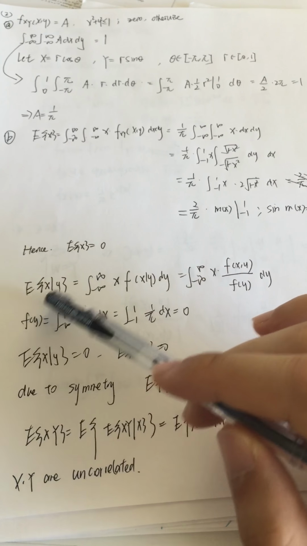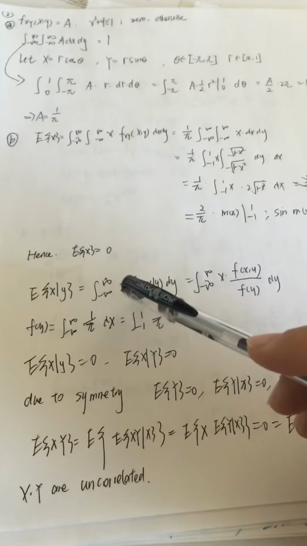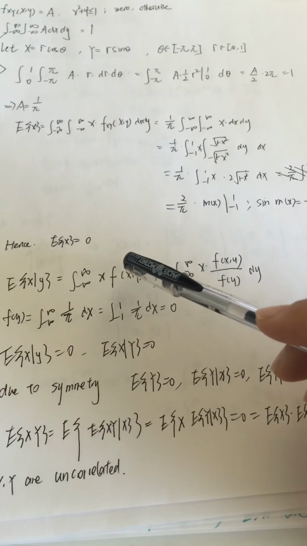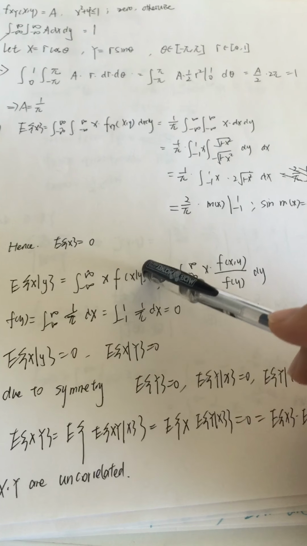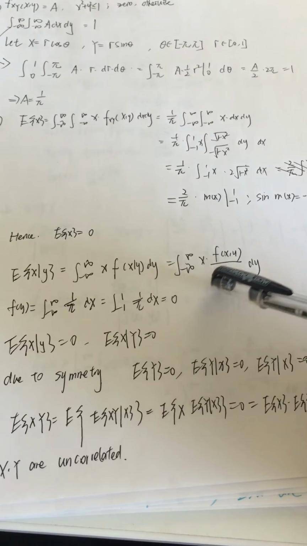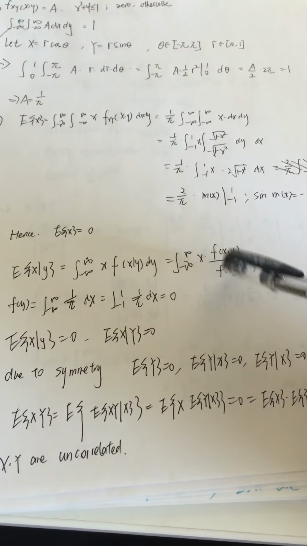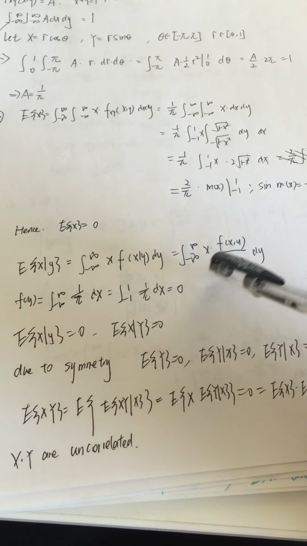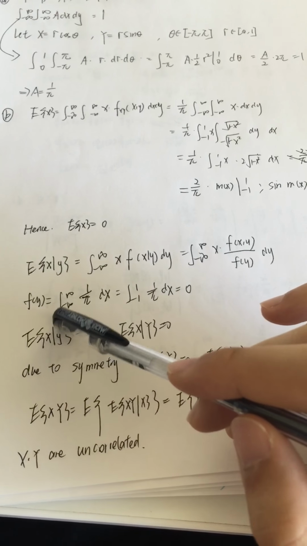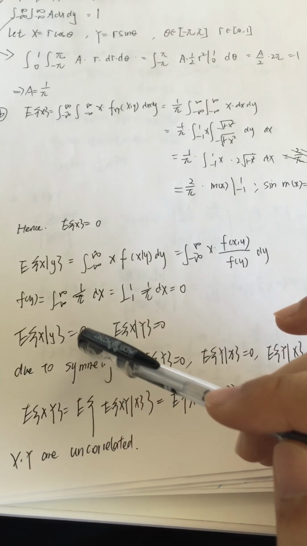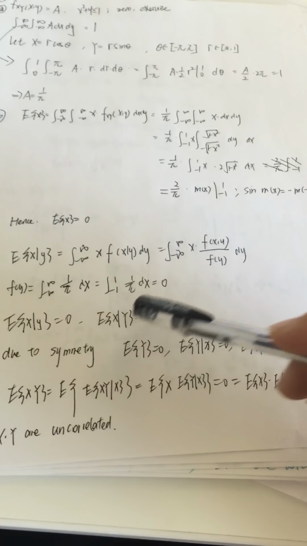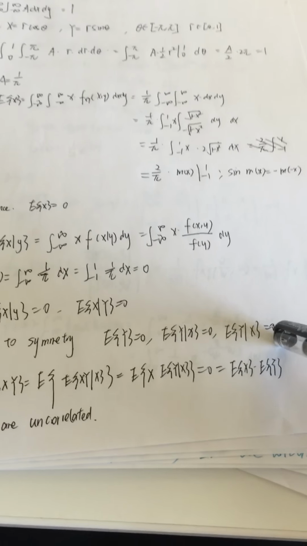Also, the mean of X given Y is the integral from minus infinity to infinity of x times the conditional density function of X given Y. In order to solve this part, we need to know the density function of Y. Here it is 0, so this is also 0. Similarly, if we swap the variables, it also should be 0, and due to the symmetry, this one is also 0.